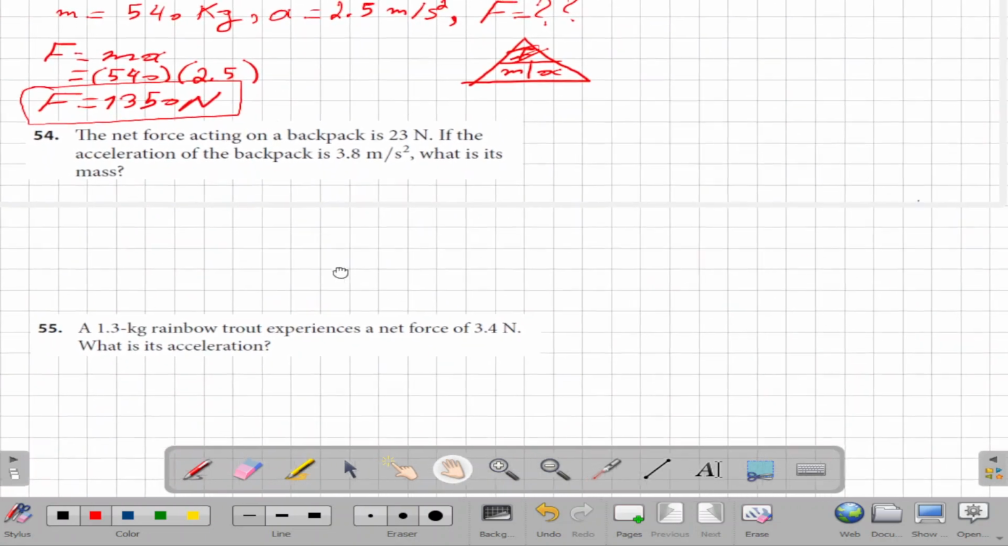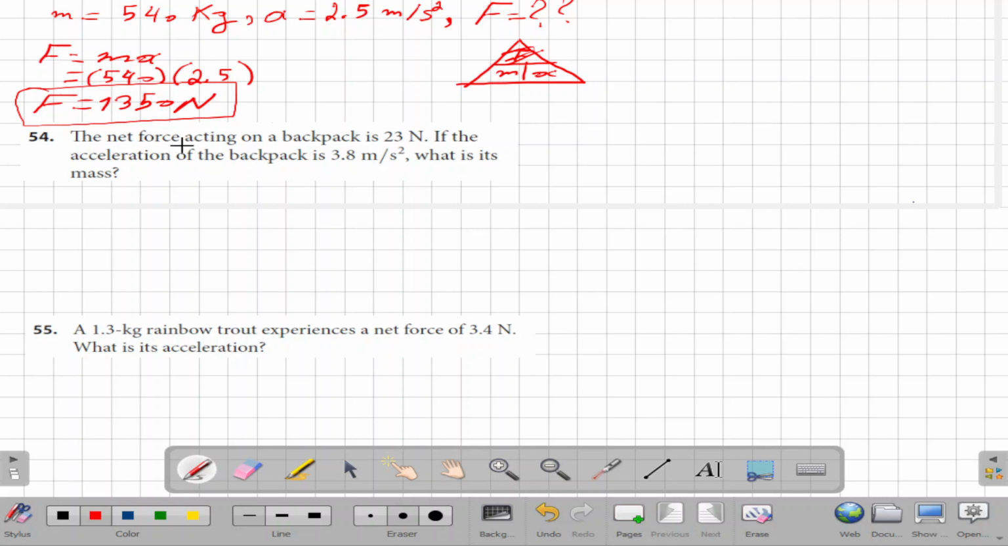Okay, exercise 54. Now, the net force acting on the backpack is 23 Newton. So, F, the net force, is equal to 23 Newton. If the acceleration of the backpack is 3.8, so we have the acceleration, and we need to find what? The mass. What is the mass of it? Also, we need to apply Newton's second law here, since we are dealing with the three physical quantities, force, acceleration and mass, and we know that Newton's second law links these quantities together.